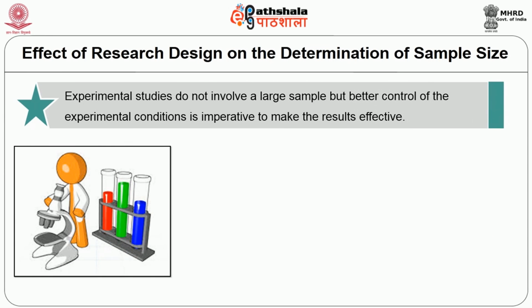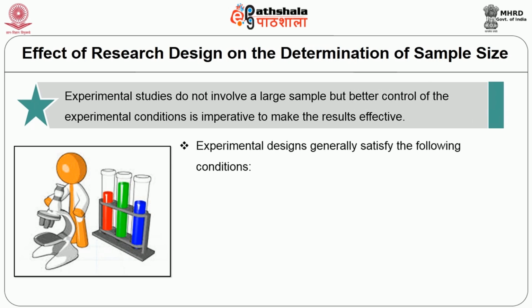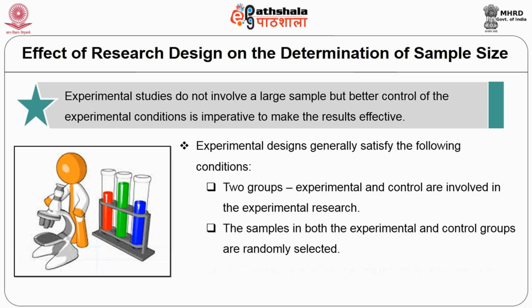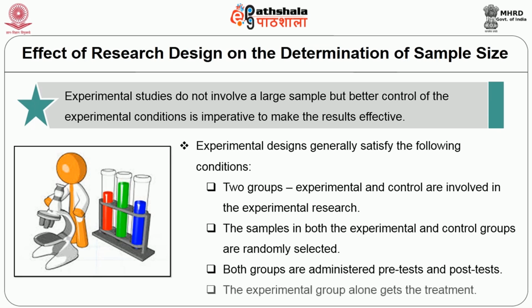Experimental studies do not involve a large sample, but better control of the experimental conditions is imperative to make the results effective. Experimental designs generally satisfy the following conditions. Two groups, experimental and control, are involved in the experimental research. The samples in both the experimental and control groups are randomly selected. Both groups are administered pre-test and post-test. The experimental group alone gets the treatment.